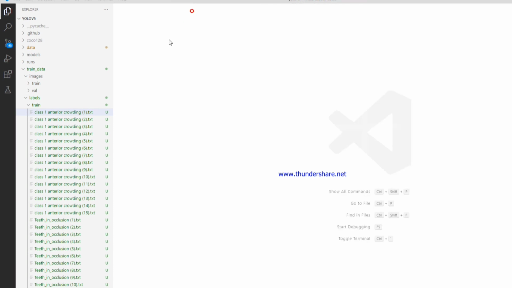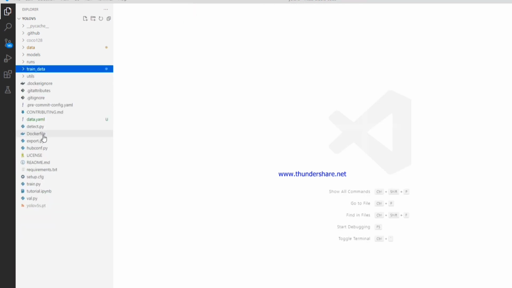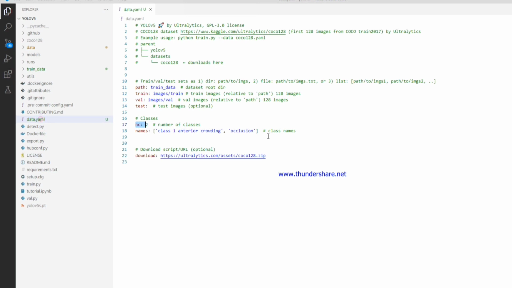If we move on to the data YML, here you will be able to see the directory set for the train data and the validation data. Here we'll also be naming the number of classes we'll be running the system on, and the names of those classes. Here we'll be using these two classes.